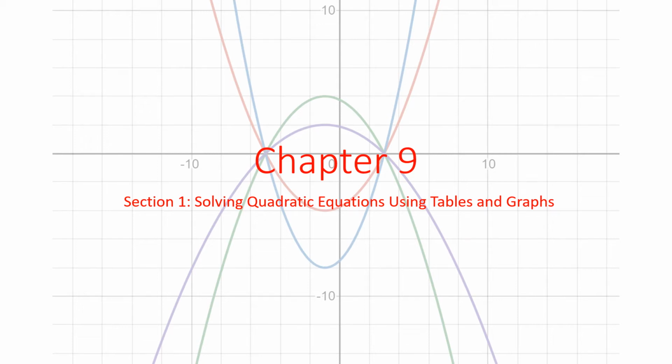Welcome back to the first section of Chapter 9. In this chapter, we're going to be looking at how to solve quadratic equations. We've looked at what they are, we've looked at the quadratic functions and the graphs, so now we're looking at solving. We'll be taking it little bit by little bit. Today we're going to be focused on solving these quadratic equations using tables and graphs.